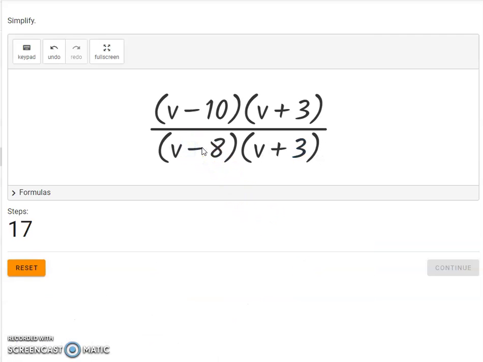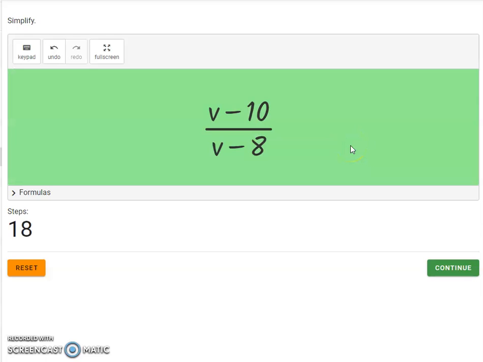So before I had v minus 8, v minus 3, they're actually addition problems. And this time, when I do v plus 3 divided by itself, that's a 1, and I do get the correct answer.